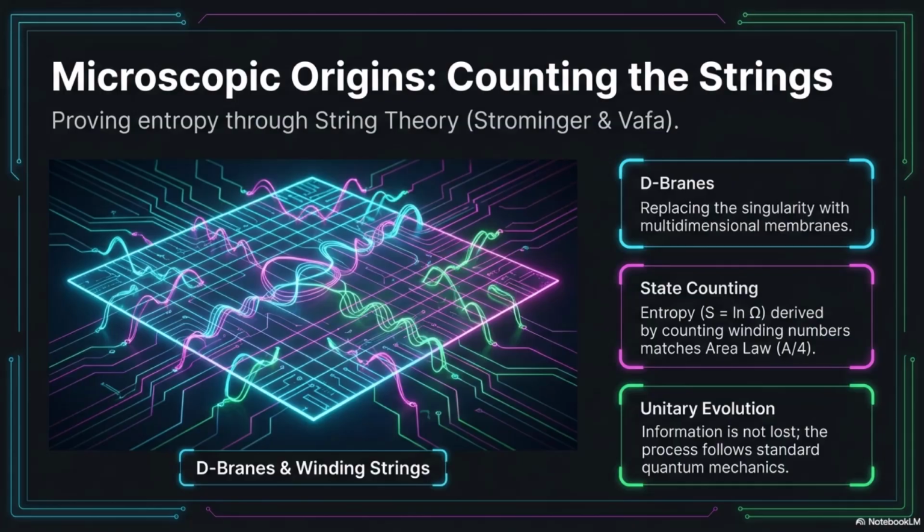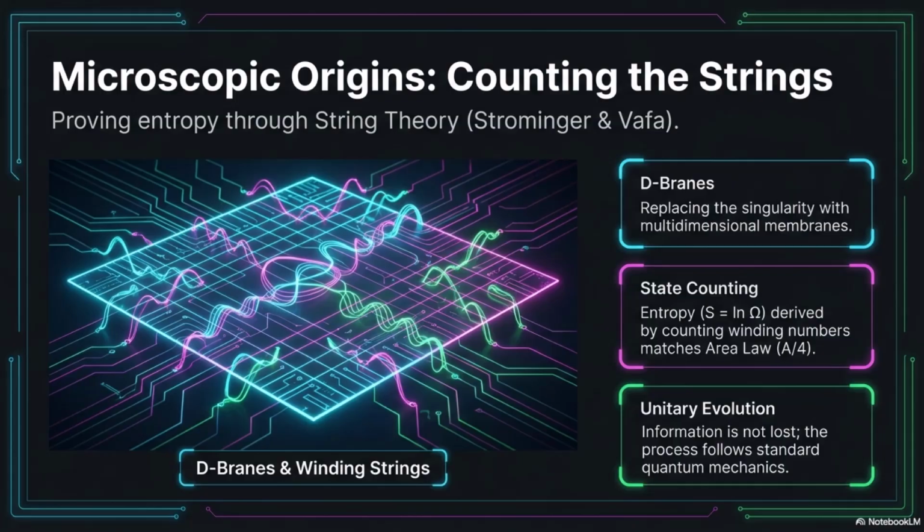But then Strominger and Vafa, who are cited here, used string theory. They modeled the black hole not as a smooth pit, but as a collection of D-branes and winding strings. And they counted the strings. They counted the number of ways you can wrap these strings and branes around the hidden dimensions. It's just a pure counting problem. And when they did the math, let me guess. It matched? It matched Einstein's A over 4 formula.